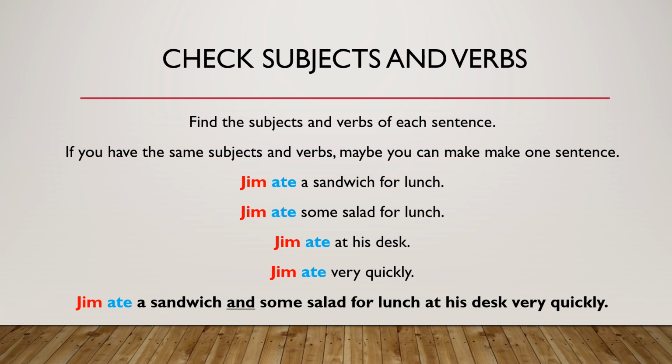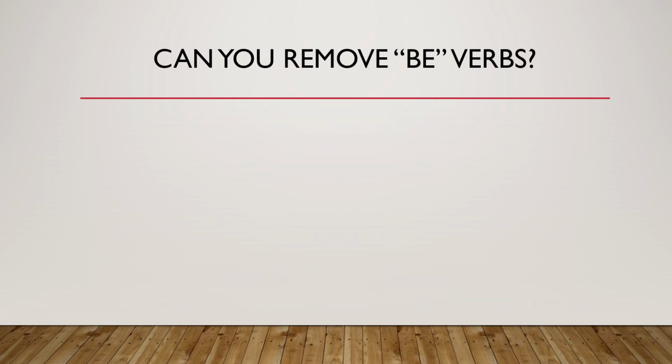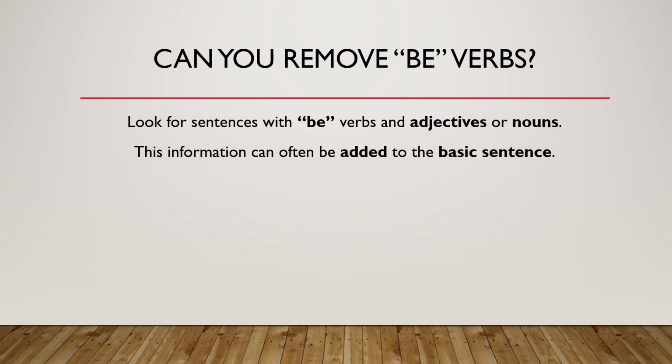If you have the same subjects and verbs, it's often very easy to join those and make one sentence. Can you remove be verbs? Look for sentences with be verbs and adjectives or nouns. This information can often be added to the basic sentence.